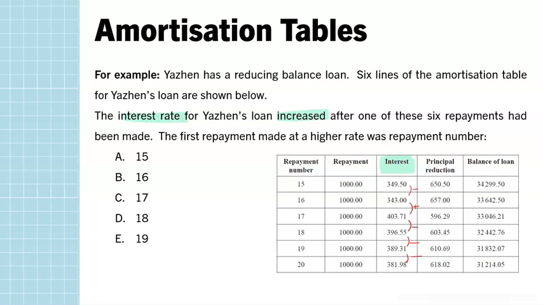So where the increase has occurred is after I have made my payments at the end of 16, we're seeing an increase in the interest rate. So that means that the first payment at the higher rate is payment number 17.